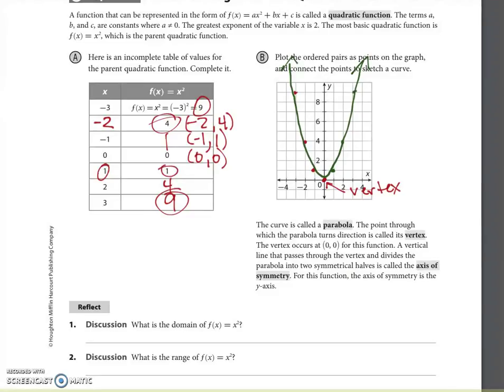Then you connect these points, and we get that basic parabola shape. Okay, you can read this here. The curve there is called a parabola. The point through which the parabola turns directions is the vertex. Here it occurs at 0, 0.